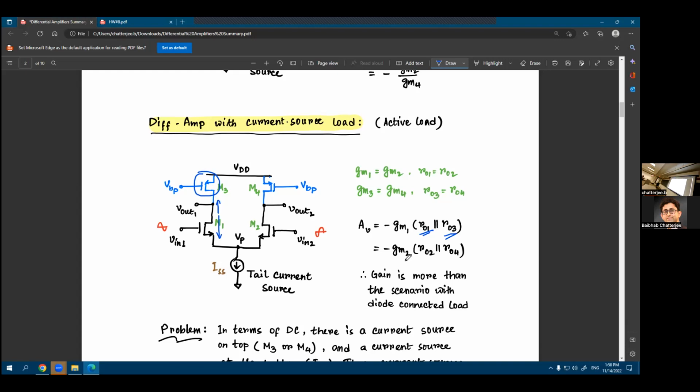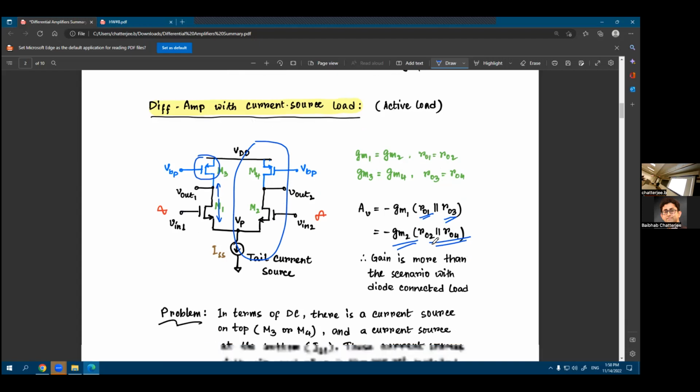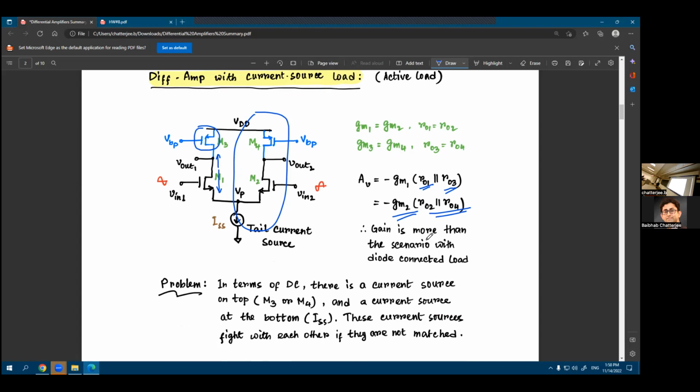So your overall gain becomes GM1 times RO1 in parallel with RO3. Or if you look at the other half circuit, that is this part, you can also write it as GM2 times RO2 in parallel with RO4. Both are the same because it's a symmetric circuit. Whatever half circuit analysis you do on the left-hand side, the same analysis can be done on the right-hand side. And you can also draw the small signal models to prove all this.